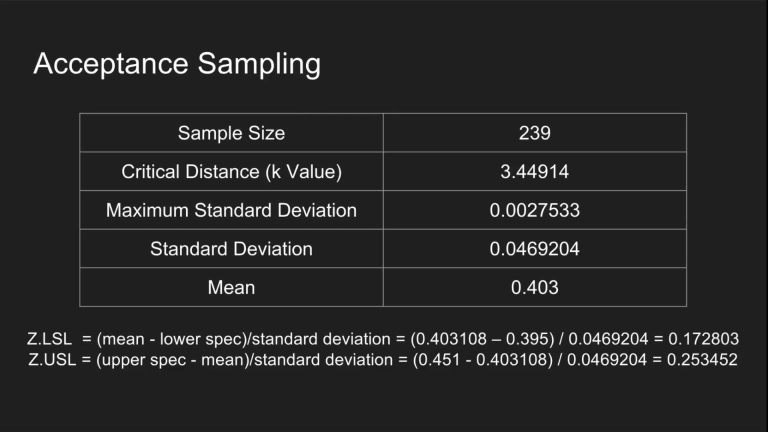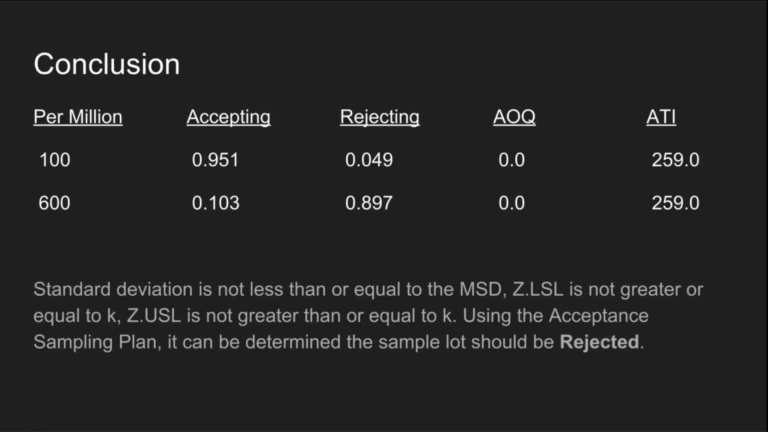Given the following values: sample size 259, critical distance or K value 3.449, maximum standard deviation 0.0028, standard deviation 0.0469, mean 0.403, we can then calculate the ZLSL and ZUSL. Standard deviation is not less than or equal to the MSD, ZLSL is not greater than or equal to K, and ZUSL is not greater than or equal to K. Using the acceptance sampling plan, it can be determined the sample lot should be rejected.